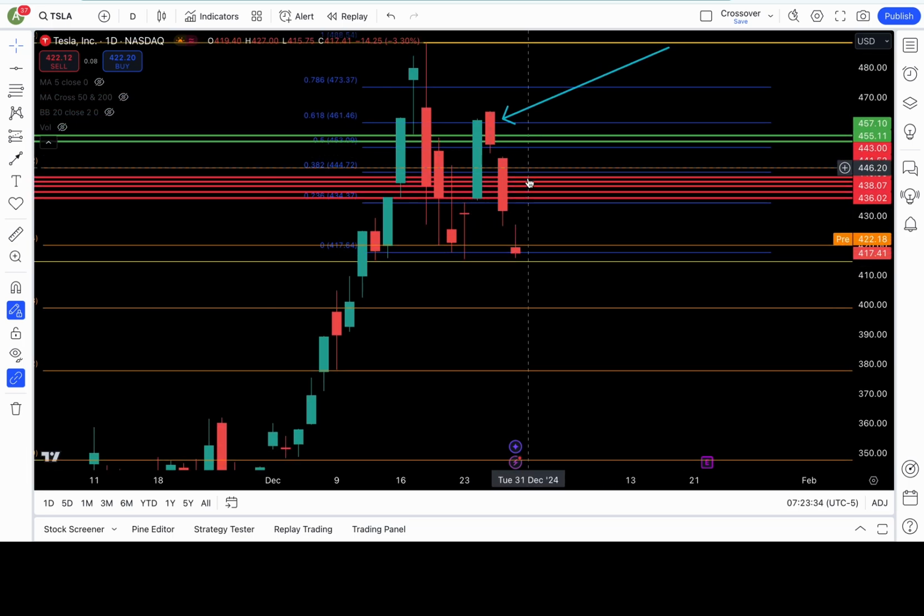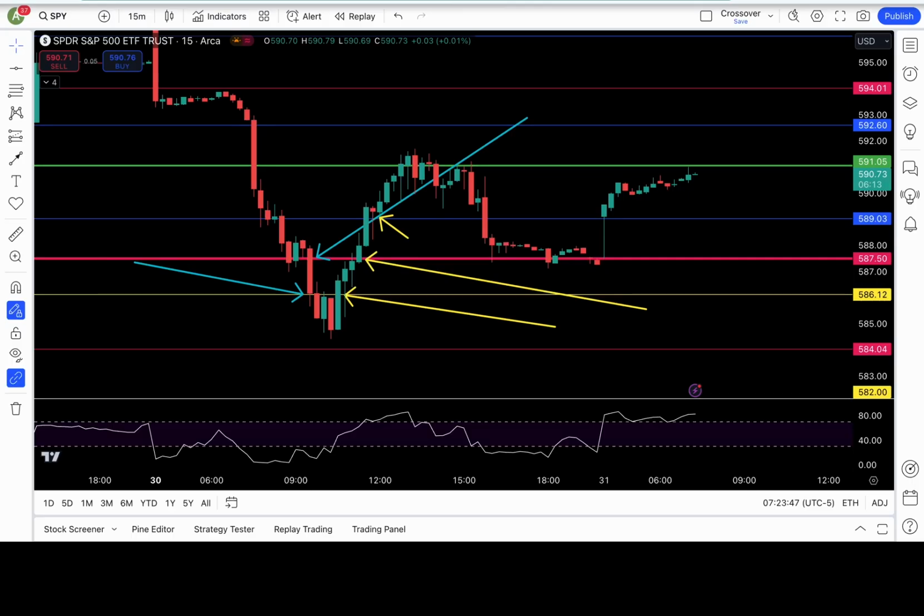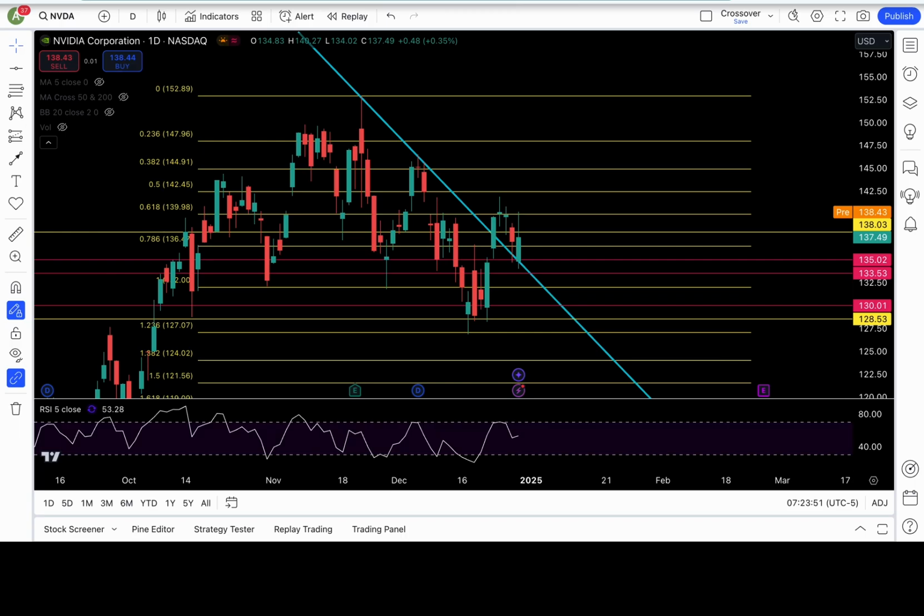But if we're going to get a relief bounce, then resistance levels must clear. 423.5, 425, and 427 must clear to put 430 or higher in play. Remember how I show you guys on the 15-minute chart? That's how you want to trade Tesla as well, using the levels on the 15, 30 minutes.